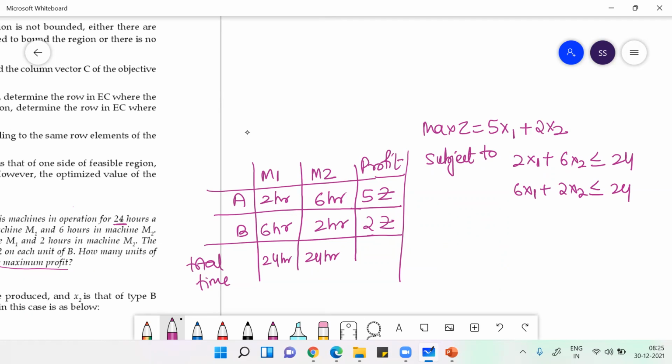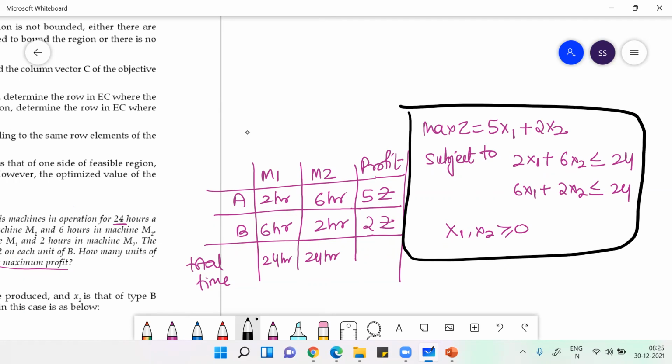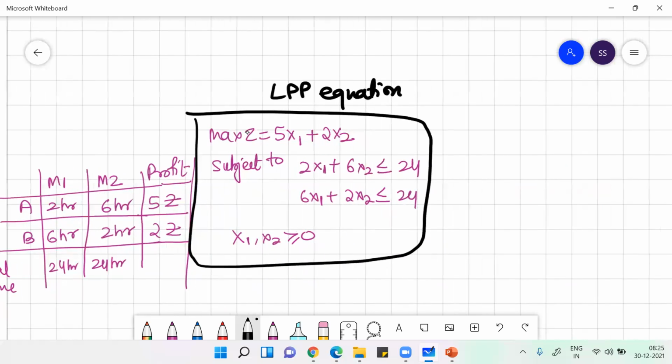Clear? And then I'll write my non-negativity restriction, that x1 and x2 should be greater than or equal to 0. Fine. Now this equation that we get is called a linear programming problem. This is called the LPP equation. Okay, now how to solve this equation? You can solve this equation in two ways.